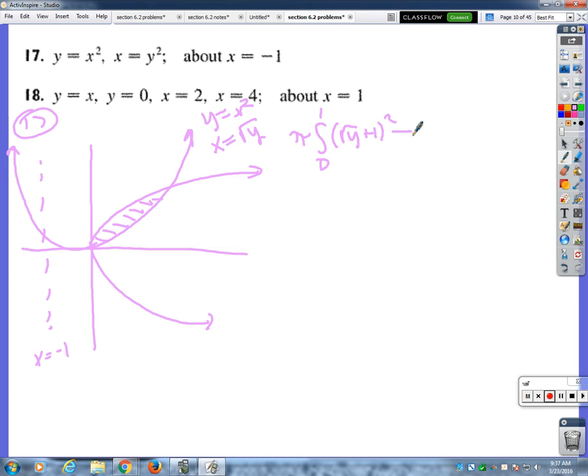Minus this one right here, which is y squared, minus the axis of rotation, which is, again, -1. So minus a -1 is a +1.